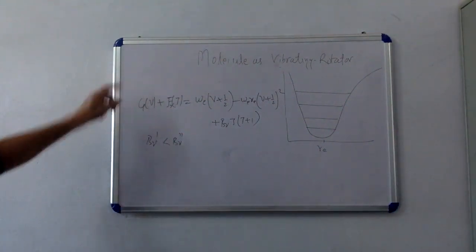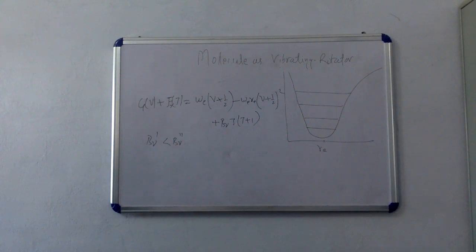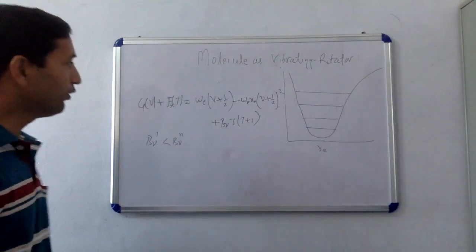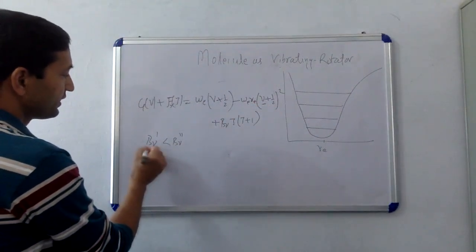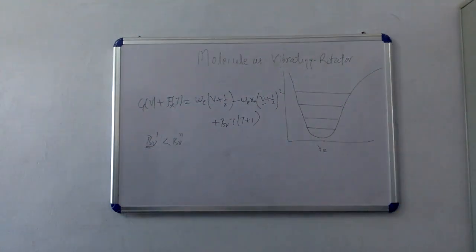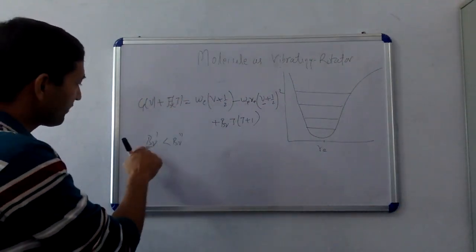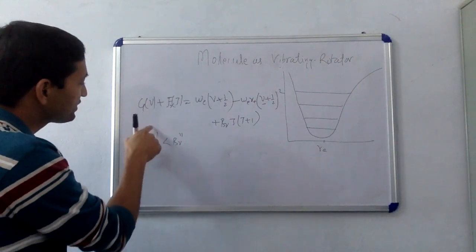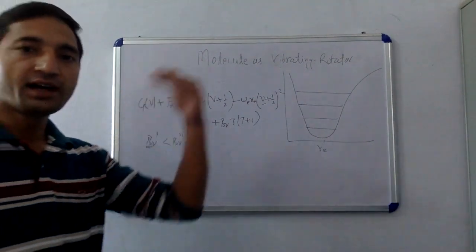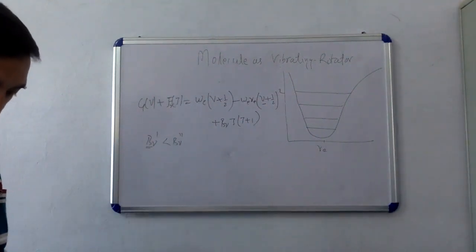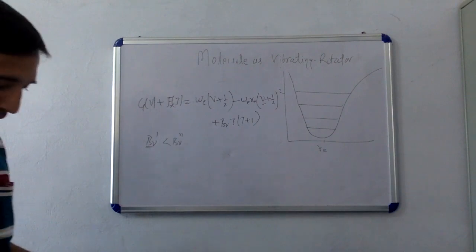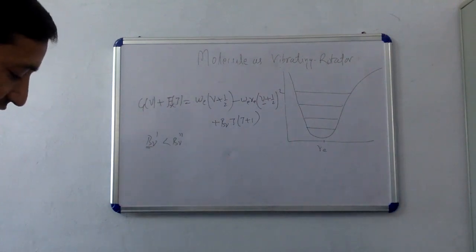Because if you look at the previous relation, where I have B_ν equal to B_e − α_e(ν + 1/2), this α_e is my constant. Now the value of ν is increasing, then B_ν will be decreasing. So if I am going for, suppose, the single prime defined for the higher vibrational state, then B_ν' will be less than B_ν''. So B_ν is decreasing slightly with increasing ν.